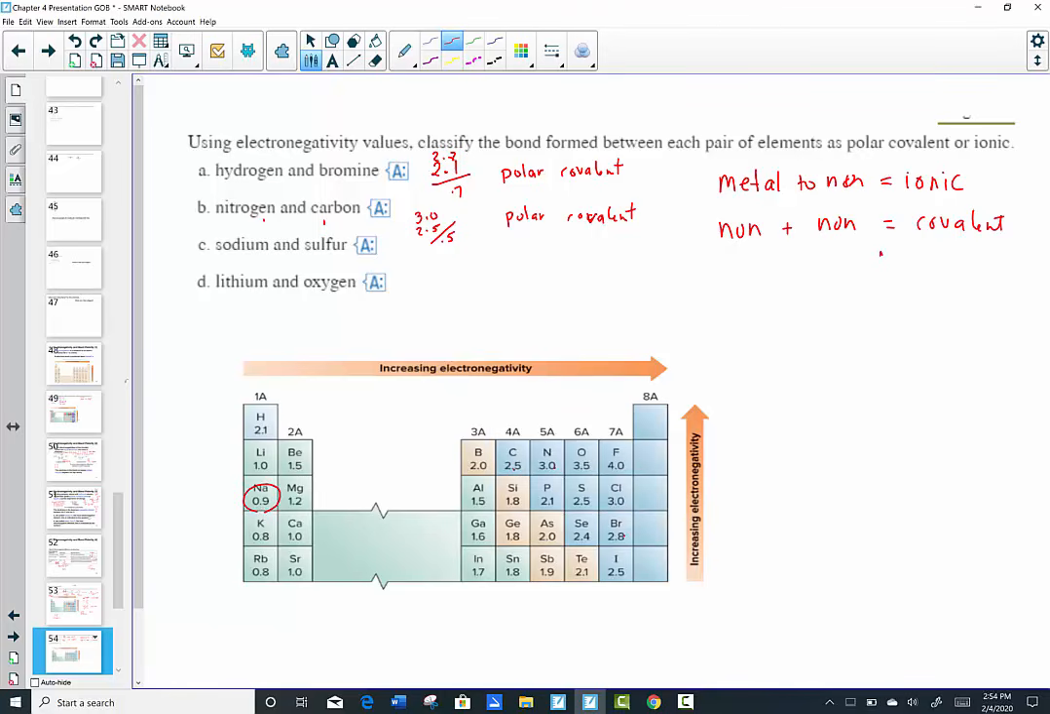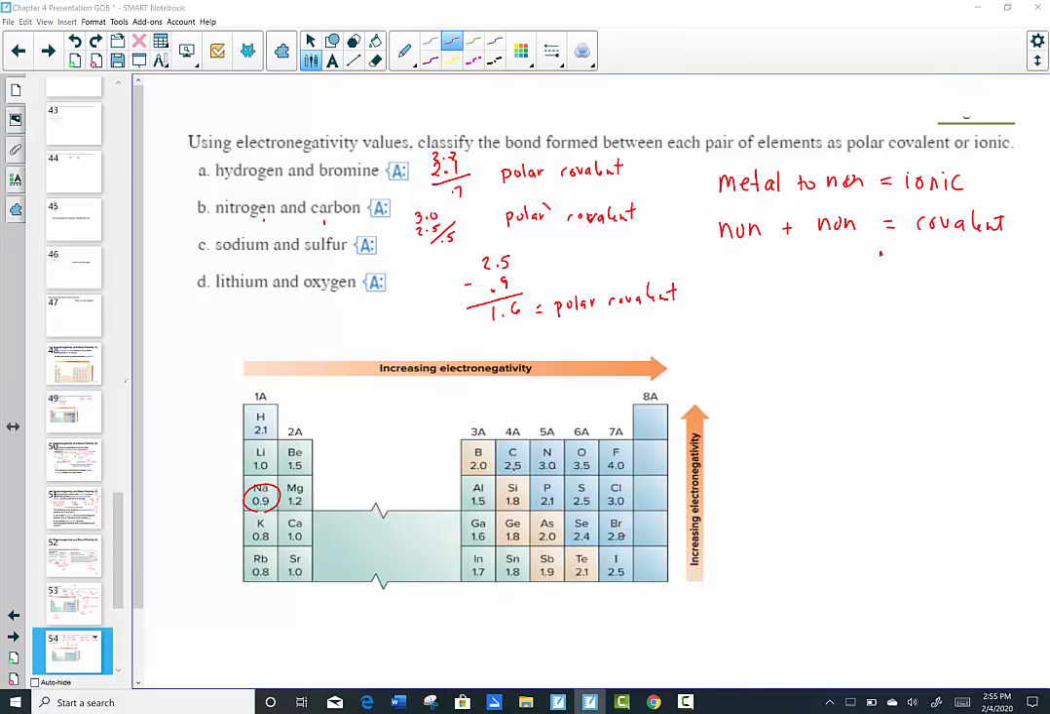Let's see, how about sodium and sulfur? 2.5 for the sulfur, 0.9 for sodium, a difference of 1.6. That's a little tricky there. I would definitely say that falls in the polar covalent realm because it's not bigger than 2.